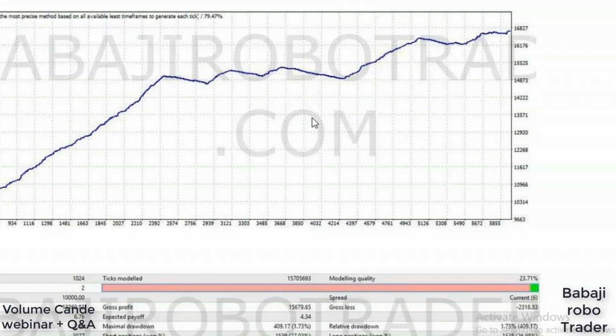Hemant asks, can you start the robo before market open? Yes, we can start the robo before the market opens. Ravi asks about strategies: we are giving 3 strategies with this one. Does it support Mac? This software is for Windows only.